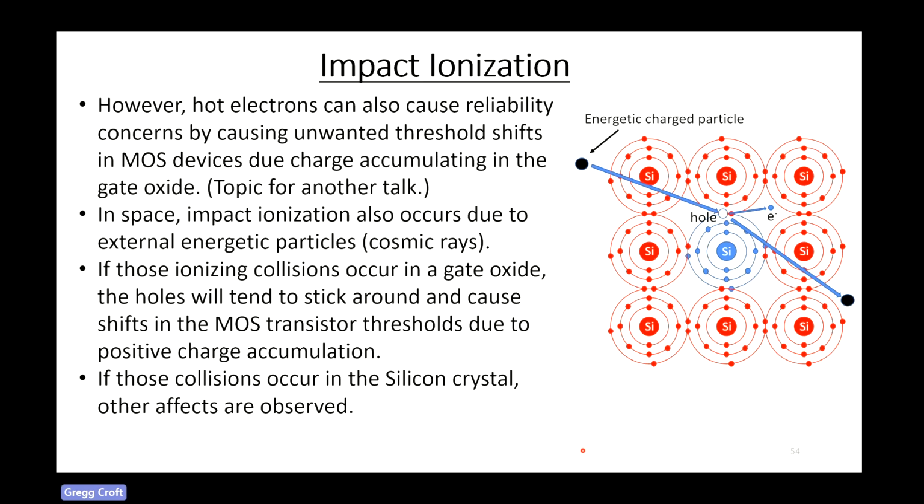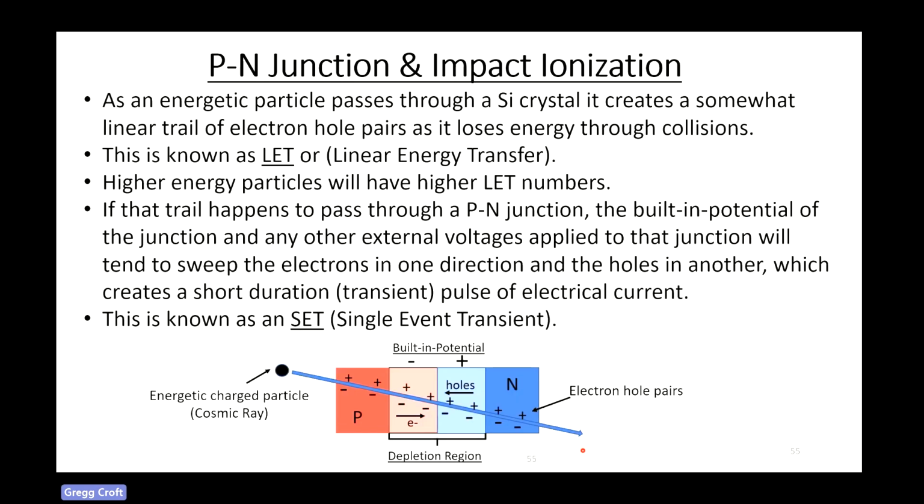The MOS thresholds will change over time. Now, if those collisions occur in a silicon crystal, a different effect is observed. If an energetic particle passes through a silicon crystal, it creates a somewhat linear trail of electron hole pairs as it loses energy here. And you can see it's creating electron hole pairs all the way through here. And this is known as LET, or linear energy transfer.